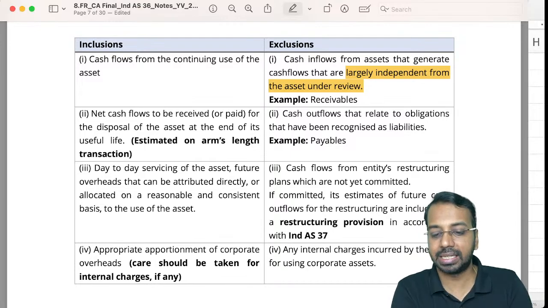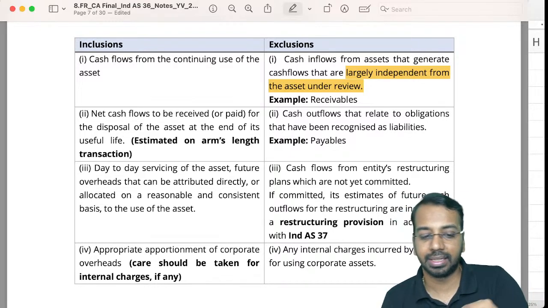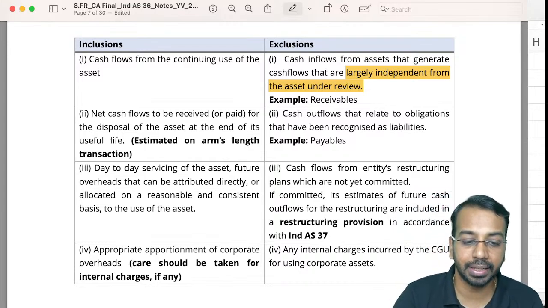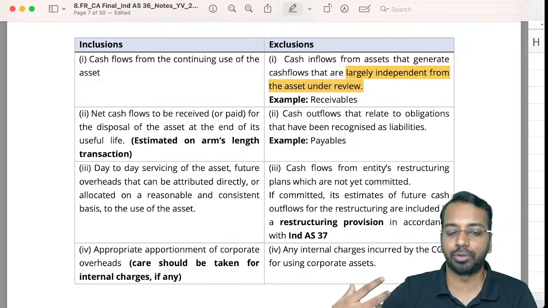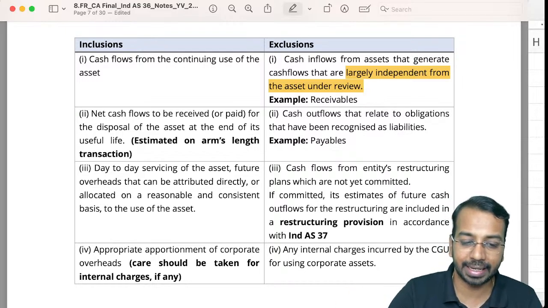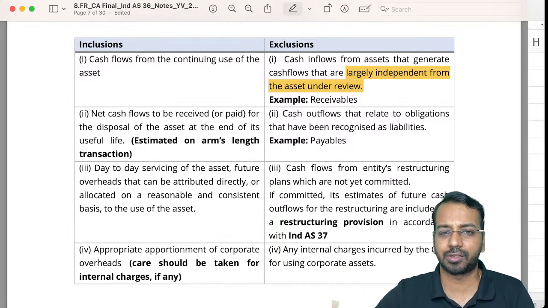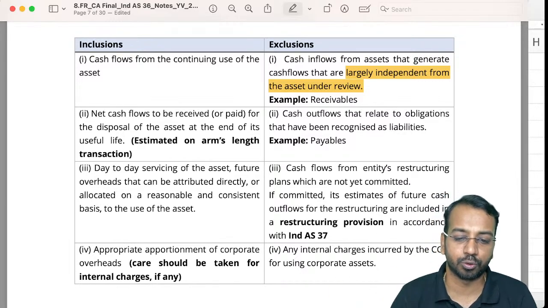So I will use that asset for 5 years. At the end of the 5 years, I will sell that asset. What is the value that I will get? That will be a part of my cash flow. Then day-to-day servicing, your repairs, maintenance, overheads, which can be attributed directly or allocated to that particular asset. So let's say electricity expenses, your security expenses, all of that also you should include.